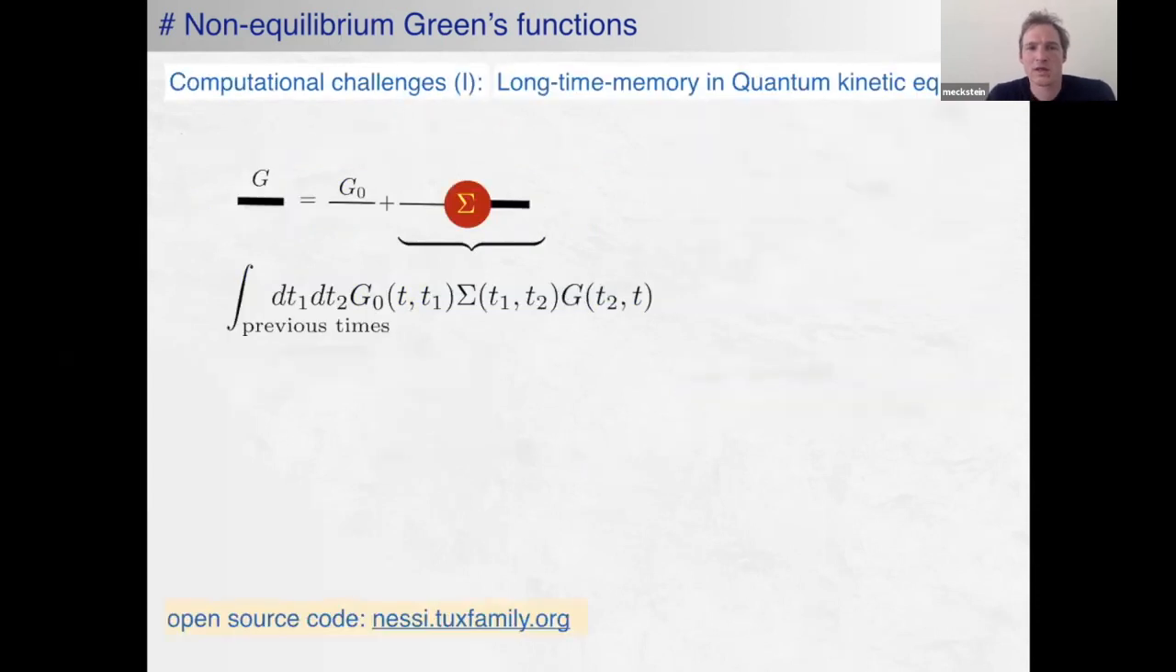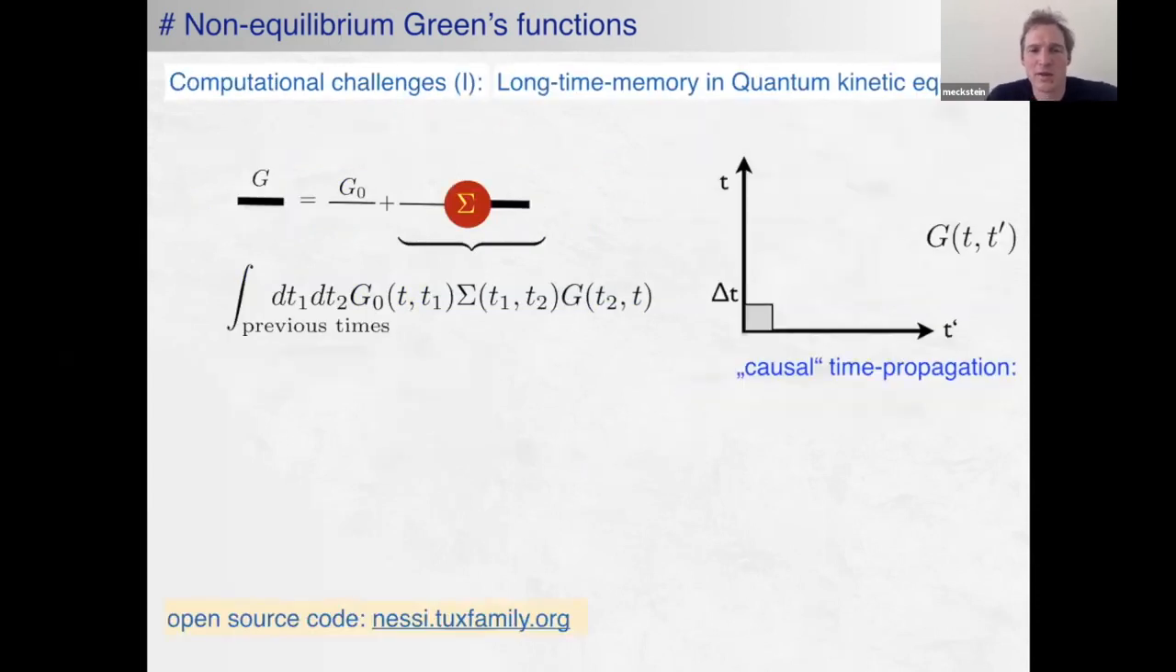So there are, of course, computational challenges which make this different from standard equilibrium theory. And the first is that if your propagators now basically depend on two times.